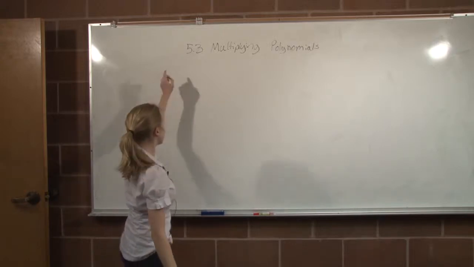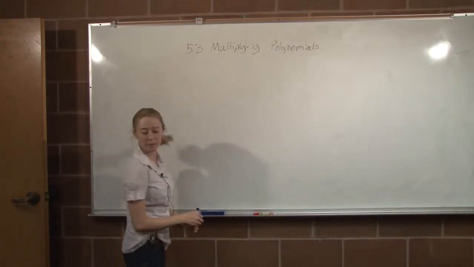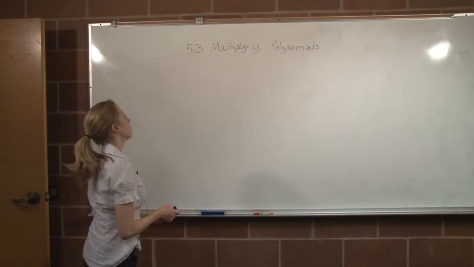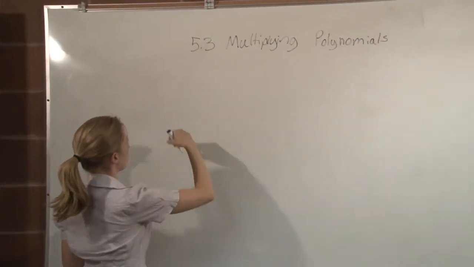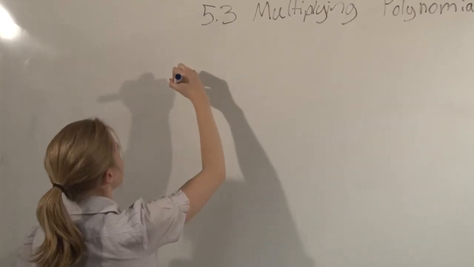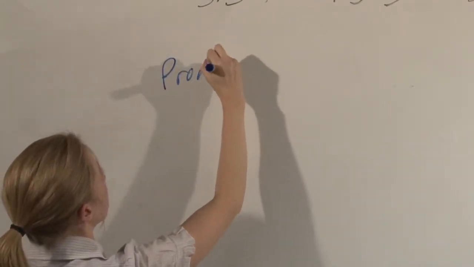This video is on section 5.3, which is multiplying polynomials. So first of all, we're going to go back to a concept from 5.1, which is the product rule for exponents.